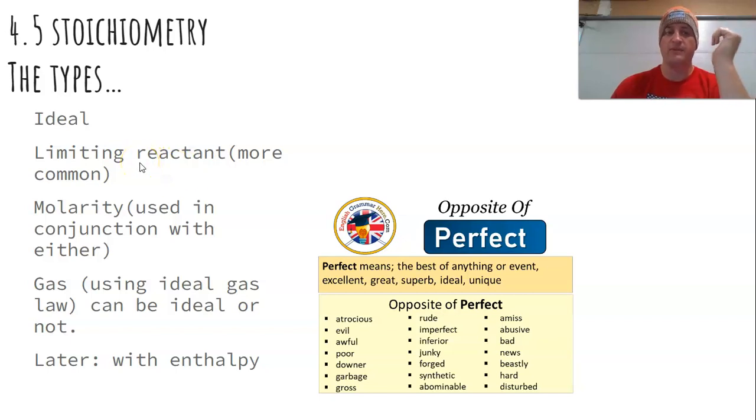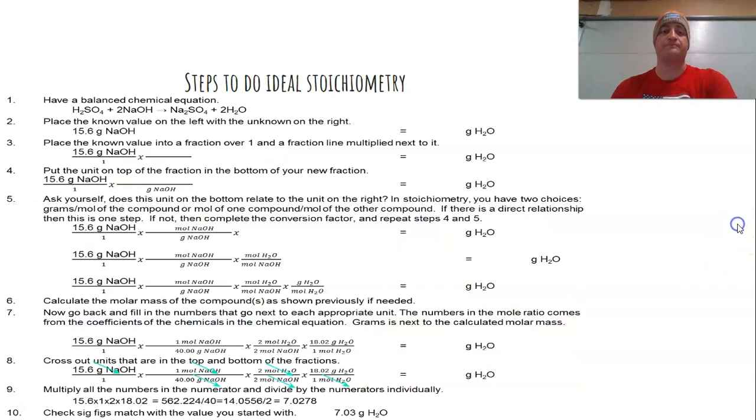Limiting reactant, more common, something runs out first. Molarity, so the idea is that you're using solutions, so those will need to be addressed, often done with limiting reactants. Gases, to where you're using ideal gas law, it can be ideal stoichiometry or not. Again, we can combine all of these things together. Now, we'll do enthalpy and bond energies later, but for right now, we're looking at just the matter stuff, none of the energy.